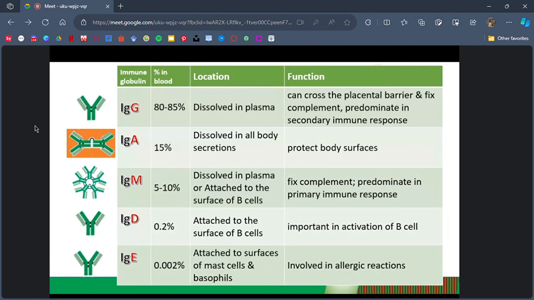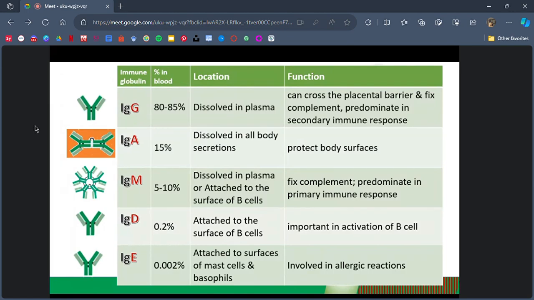IgM is the most efficient complement fixator because of its size. Aside from being found dissolved in plasma, they can also be attached to B cell surfaces where they act as antigen binding receptors. IgM is also the predominant antibody secreted in the primary immune response.